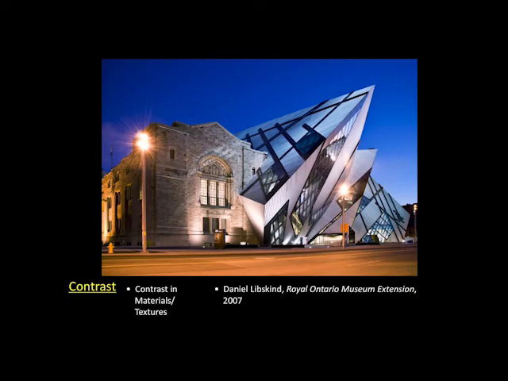Again, more contrast with materials and textures. This is the Royal Ontario Museum in Ontario, Canada, and they added an extension. And you can see on the left that the original museum was a very typical, very temple-based, iconic, stable stone structure where all the art was going to be housed, probably old ancient art and Renaissance art and things like that.